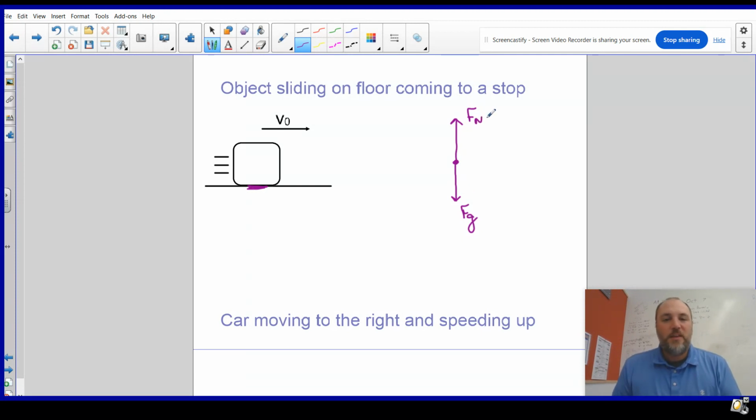And the last thing I'm going to do, since this object is sliding across the floor, it's definitely rubbing against that surface, and it's moving to the right, so we have friction in the opposite direction, and it would be kinetic friction to the left. Now I'm going to continue to go through this problem without numbers, but just to go through the process of how I would answer a free response question.